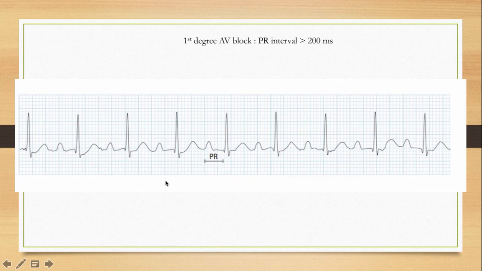Okay, now let's do the blocks. So first degree AV block basically simply means prolongation of PR interval. Nothing else happens. Everything else is normal. There's just prolongation of the PR interval. That's called the first degree AV block. So it's more than 200 milliseconds.